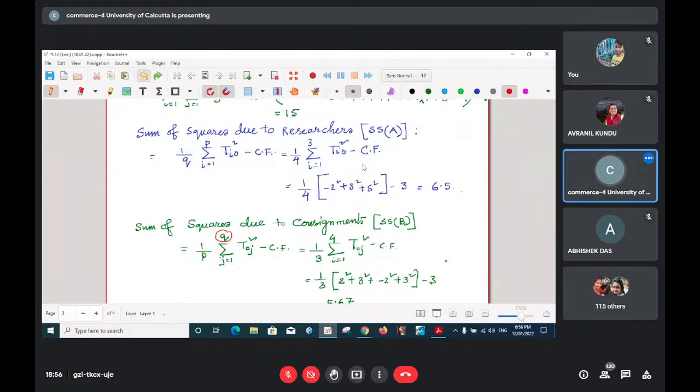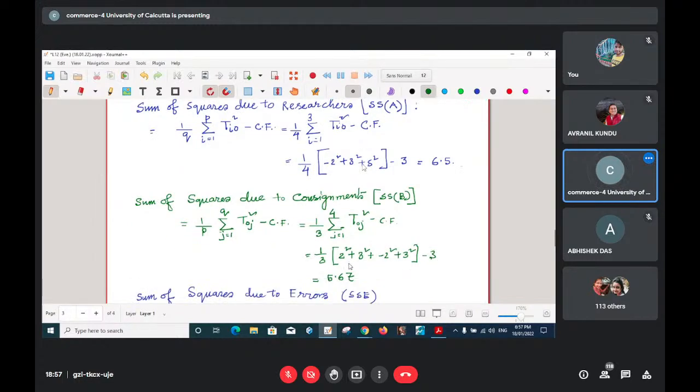So 1 divided by P, summation J goes from 1 to Q, T not J square, because I am now taking column total. So I am fixing the rows total. So it is T not J square minus correction factor. How many columns are there? 4 columns are there, but 3 rows are there. So this is not I, this will be J, sorry, wrongly written. J goes from 1 to 4, okay? T not J square divided by correction factor.